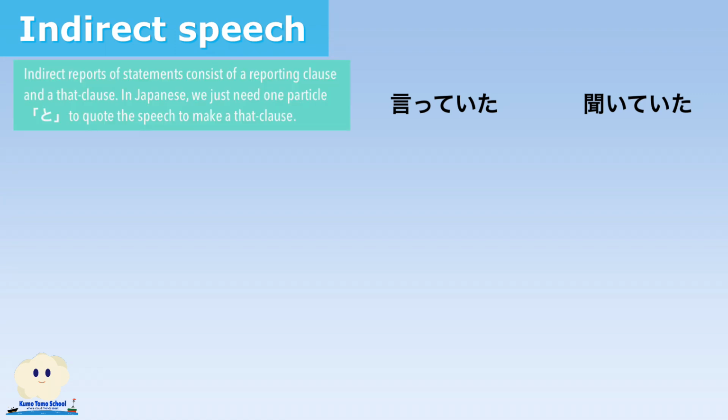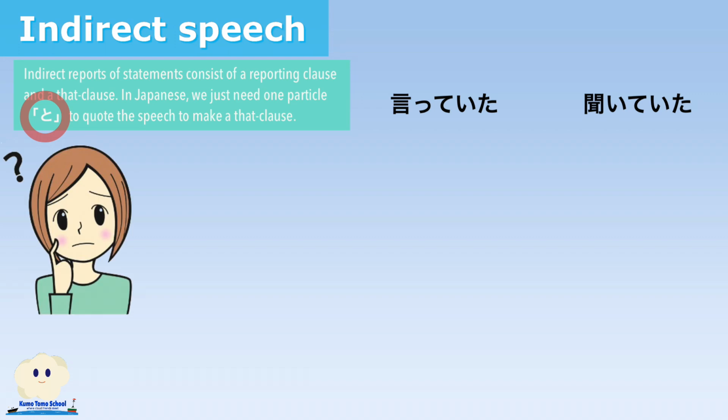Indirect reports of statements consist of a reporting clause and a that clause. In Japanese, we just need one particle, と, to quote the speech to make a that clause.